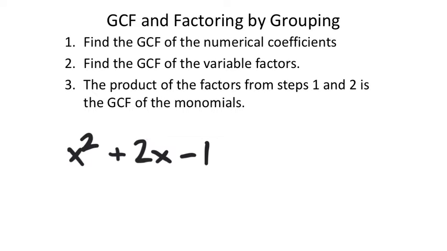So find the greatest common factor of the numerical coefficients, then look at your variables, and then pull out anything that's common. The product of the factors from steps 1 and 2 is the greatest common factor of the monomials. So it's going to say, well, what is the greatest common factor, and then actually factor it out. As far as I remember, this homework has like 2 questions per problem.